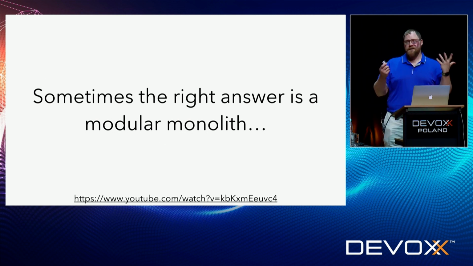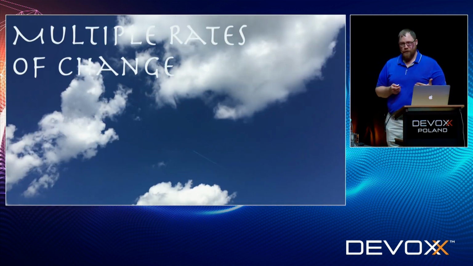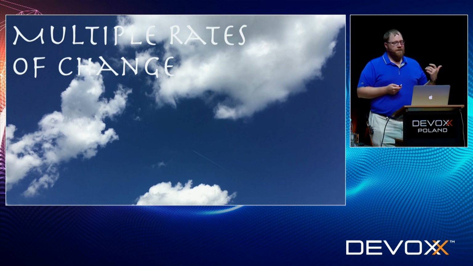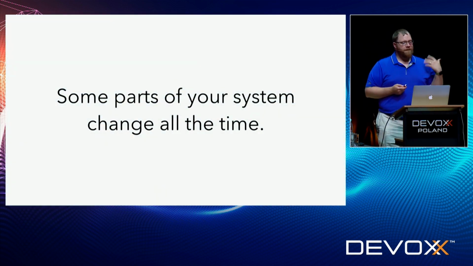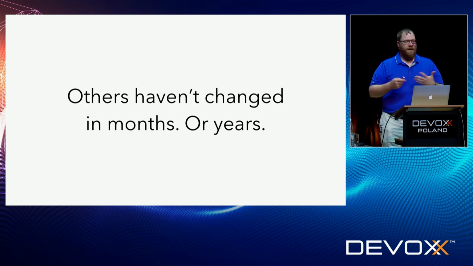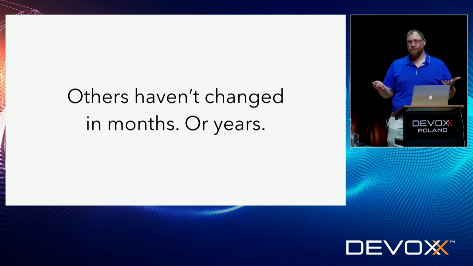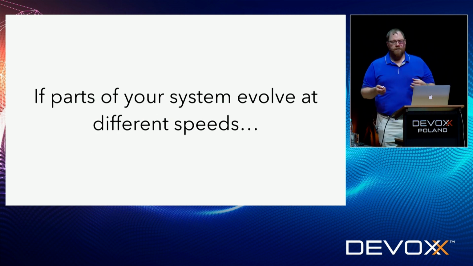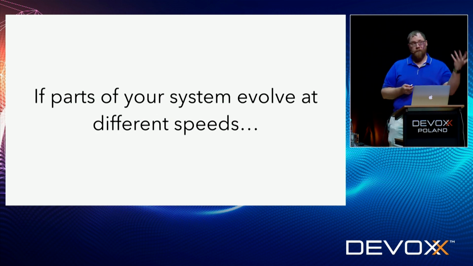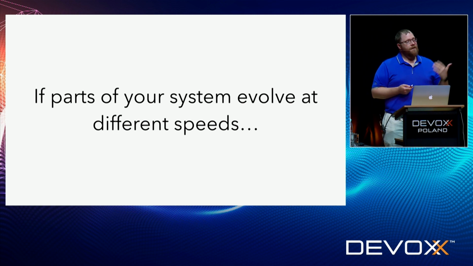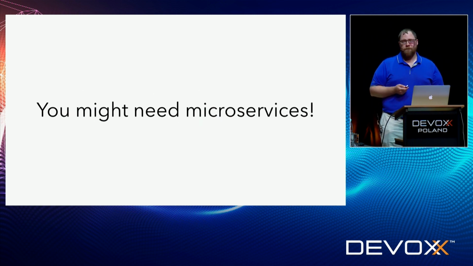Well, let's talk about some of the reasons where you might want to use a microservice, where this actually makes sense. So the first thing to look at is multiple rates of change. There's a pretty good chance somewhere on your system you have a part that is changing all the time, and you have other parts that, quite frankly, haven't changed since the initial commit. So when you find yourself in a situation where some part of the system is evolving at a rapidly different pace than something else, this is a pretty decent reason to use a microservice.